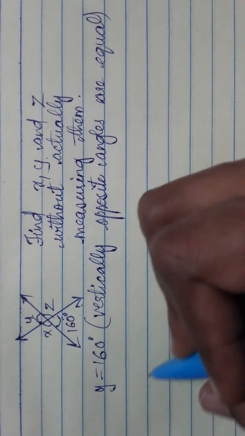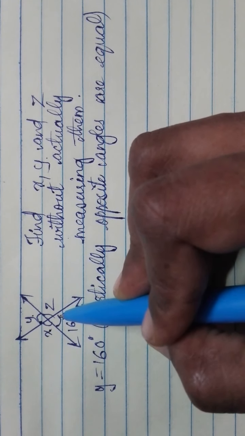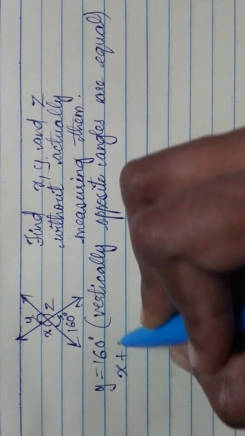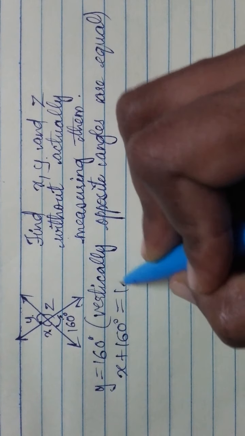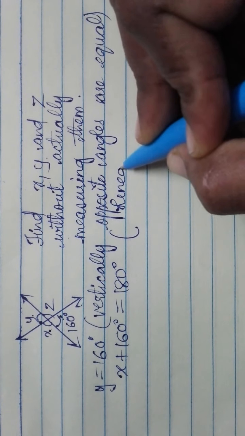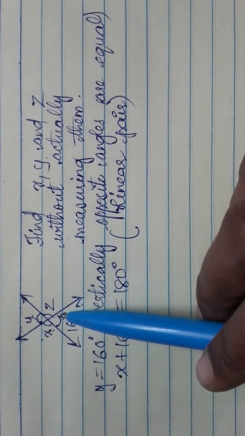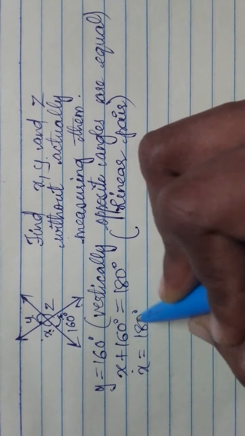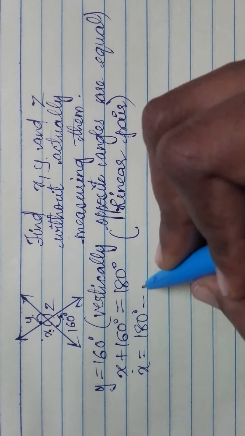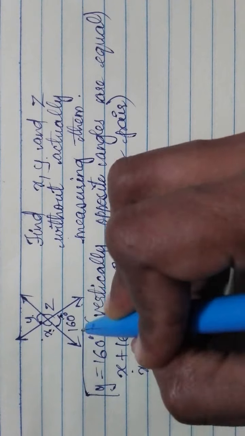Then after this you are going to write: angle x plus 160 should be equal to 180 degrees. What is the reason? Because they form a linear pair. What is a linear pair? Adjacent angles whose sum is equal to 180 degrees. So here x is equal to 180 degrees minus 160 degrees, since when it is transposed to the other side it becomes minus. So you got the x value as 20 degrees.